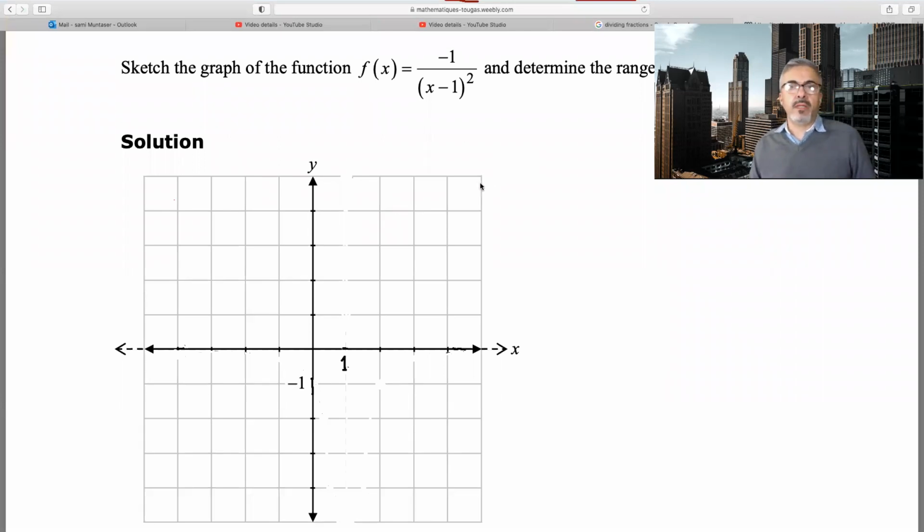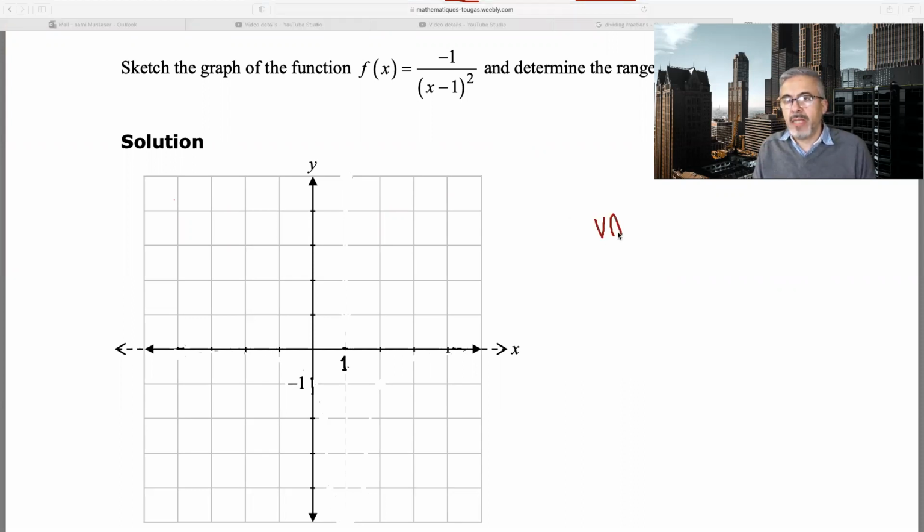So here's the question with the graphing reciprocal functions. So when you're graphing reciprocal functions, what you need to do is, first of all, figure out the vertical asymptote. And the vertical asymptote is always the x value that makes the bottom 0.